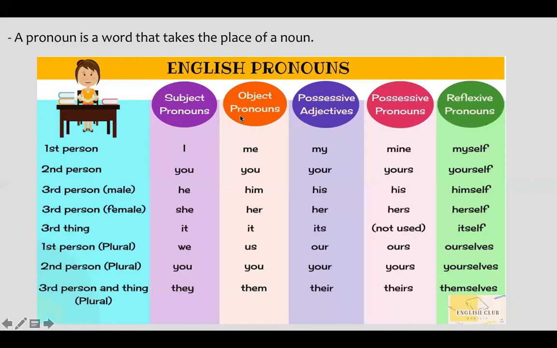So here we have subject pronouns, object pronouns, possessive adjectives, possessive pronouns, and reflexive pronouns. You don't have to know the names, okay? It's not important. No one will ask you what is this. You don't have to memorize them. The only thing you guys have to know is how to use your pronoun, okay?